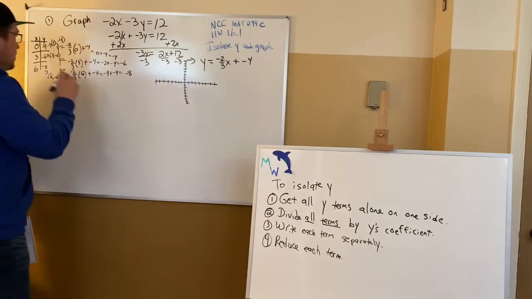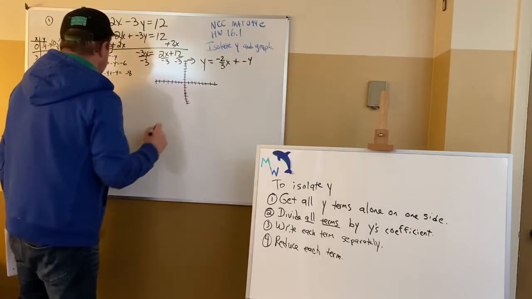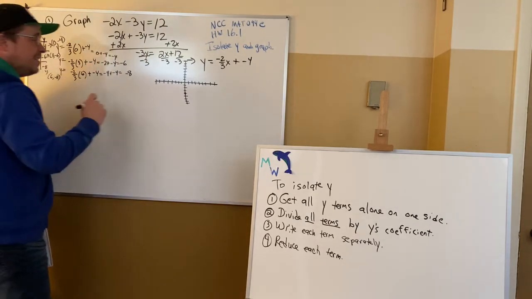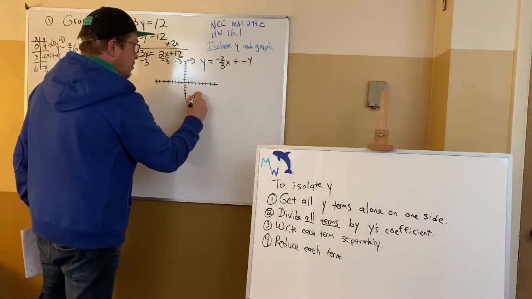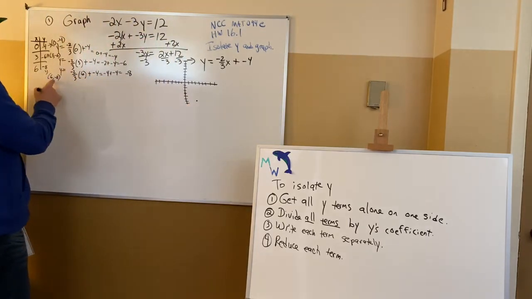All right. First point is 0, negative 4. So I don't go across, but downward 4 only. Second point is 3, negative 6. 3 to the right: 1, 2, 3. Here's 4, 5, 6. And 6, negative 8.